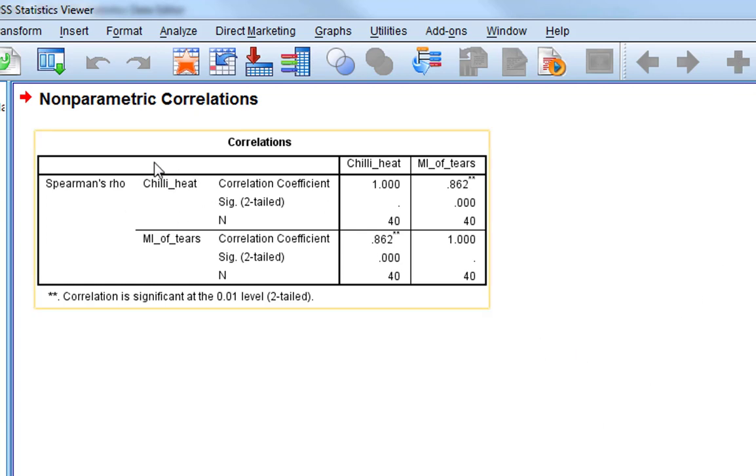What we are interested in is the correlation between chili heat and milliliters of tears cried. And we've got 3 numbers appear in the table. The first one is our Spearman's rho, so this is our correlation coefficient. As you can see, it is 0.862. The next line is sig, which is basically our p-value, and we've got a highly statistically significant association between the two variables here. And n is simply the number of participants in our sample.